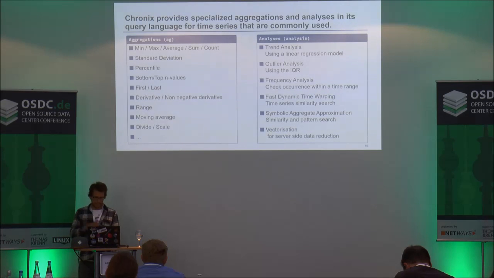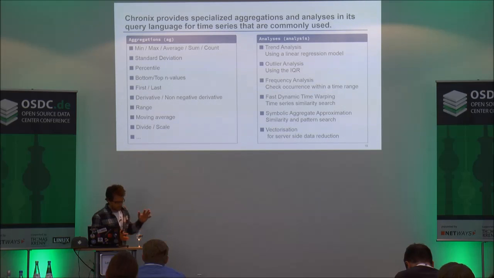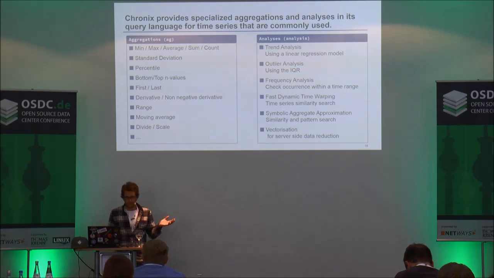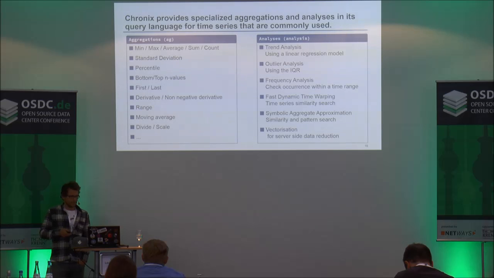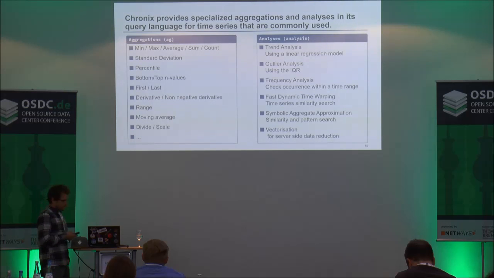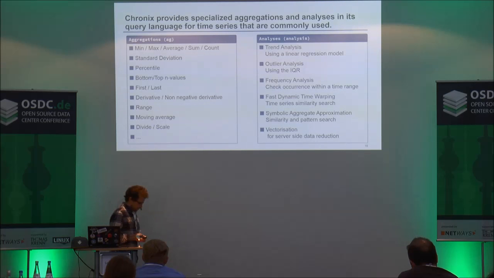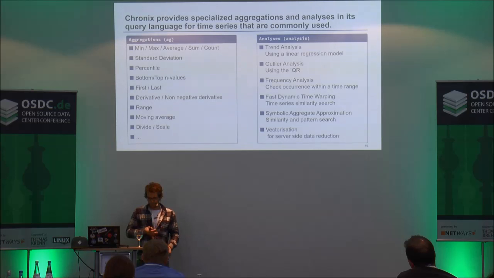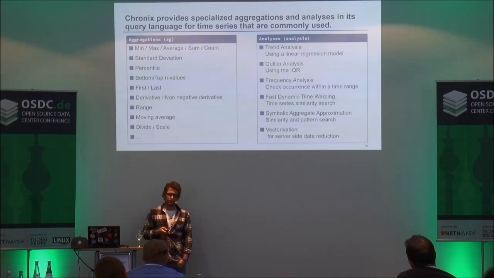And it's also important that one has typical functions to work with time series data. And in Chronix, I split them up into aggregations and analysis. There are typical aggregations like the minimum, maximum, percentiles, get the bottom or top n values, above or below a value, or calculate the value range of a time series. And there are also high-level analyses to query all time series that have a positive trend, for example, have an outlier, or use fast dynamic time warping to search for time series that are similar. And you can also do a vectorization. Means, for example, if you have a client with a tiny display, you can do a server-side vectorization to reduce the data amount, so that the client can handle the time series data.